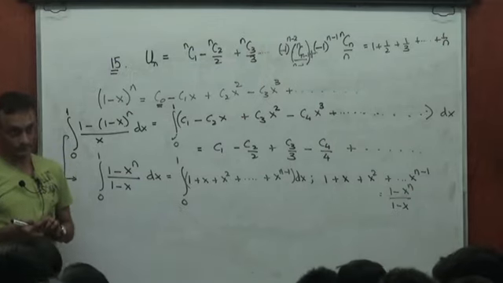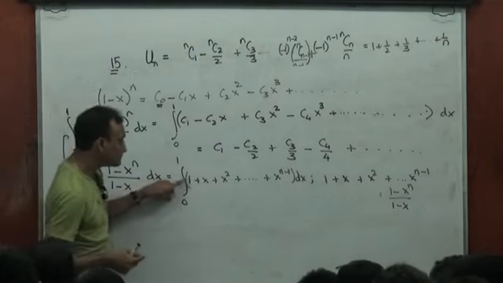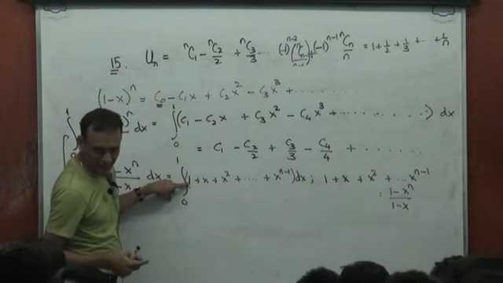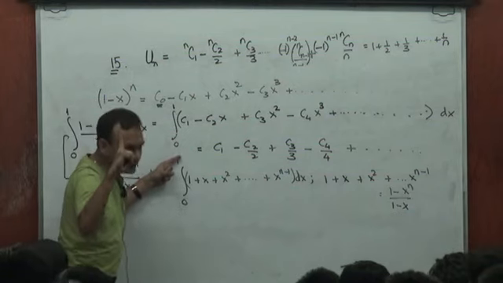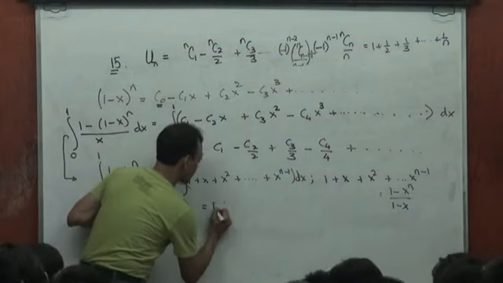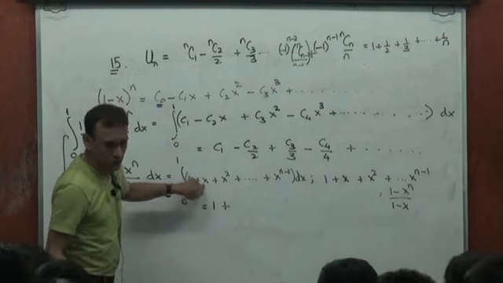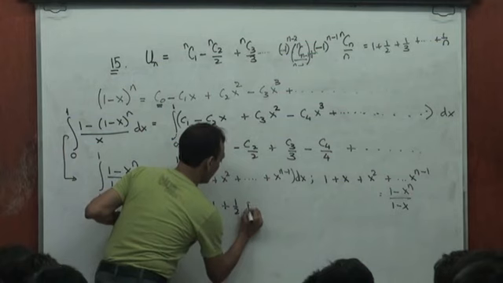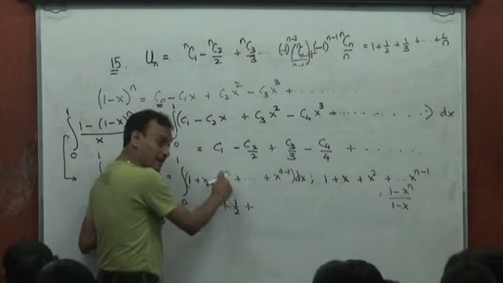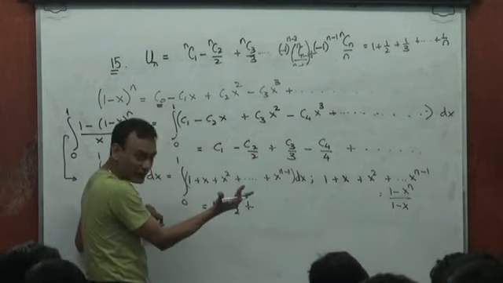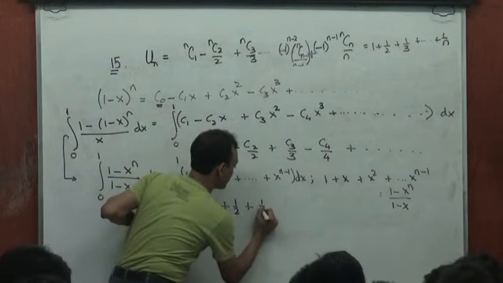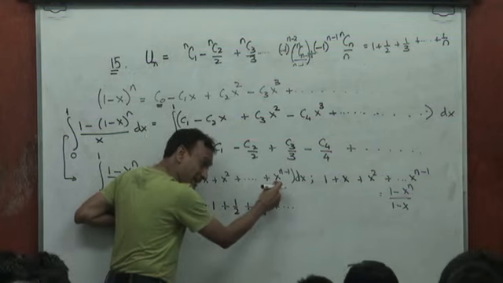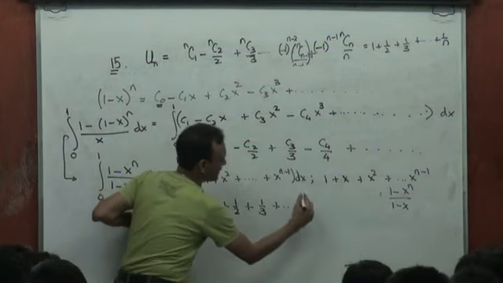Clear? When I integrate this x, when I integrate 1, I get x. From 0 to 1 would be 1. When I integrate this, x square by 2, 0 to 1 would be half. When I integrate this, x cube by 3, 0 to 1 would be 1/3. When I integrate this, x power n by n, 0 to 1 would be 1 by n.